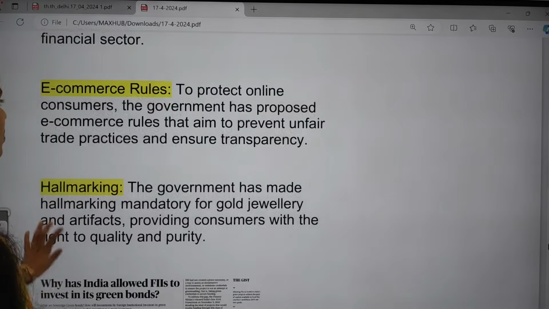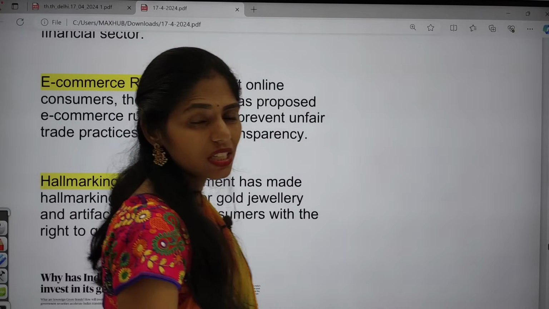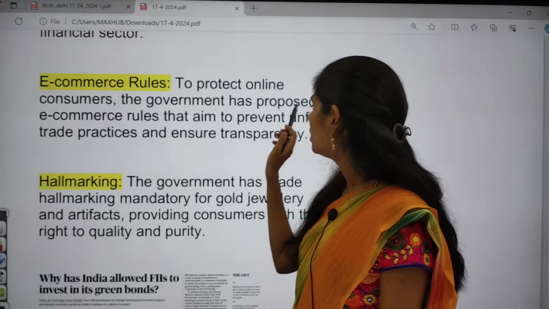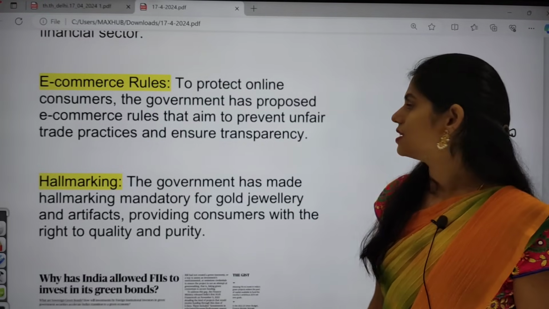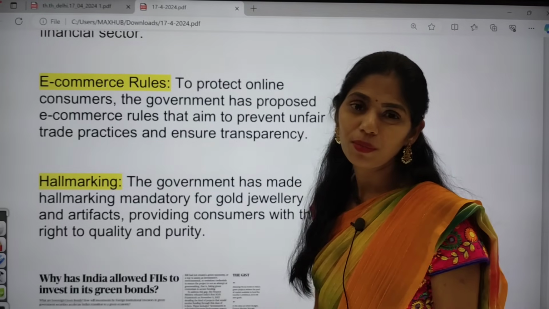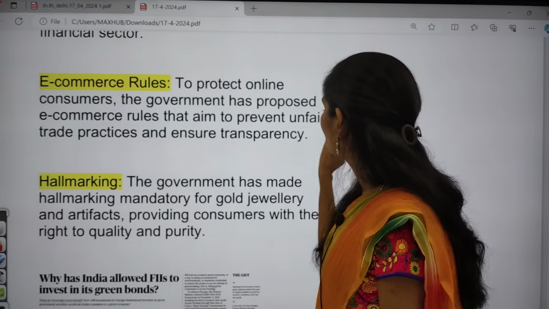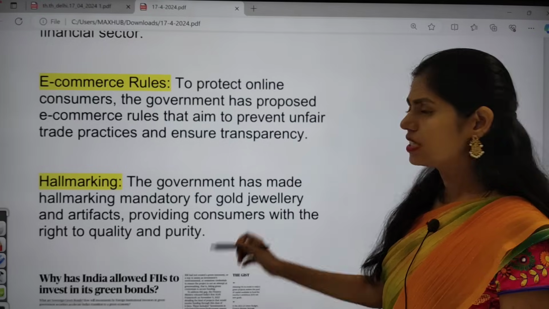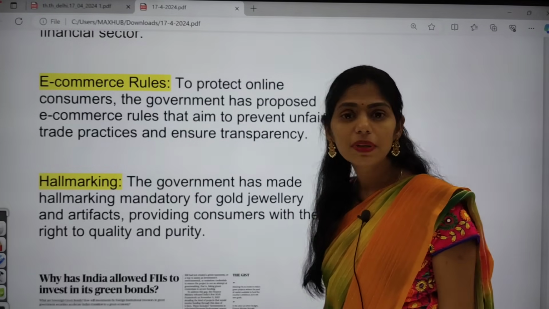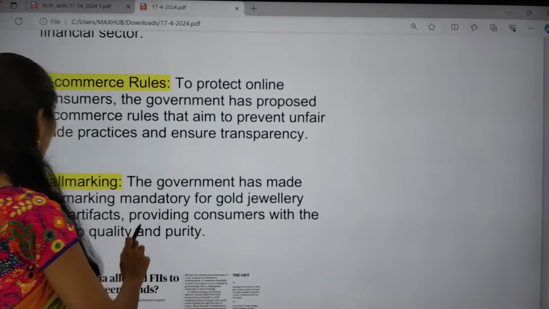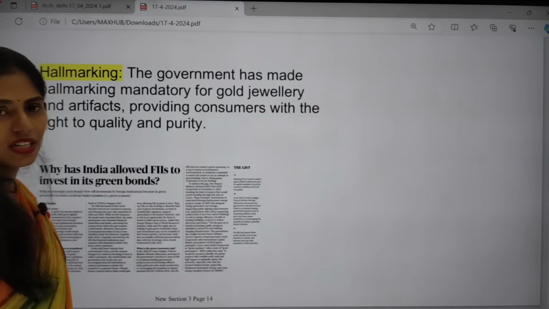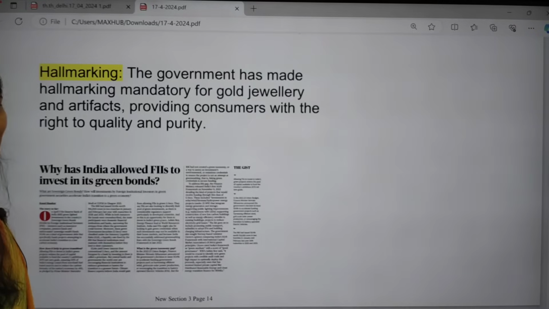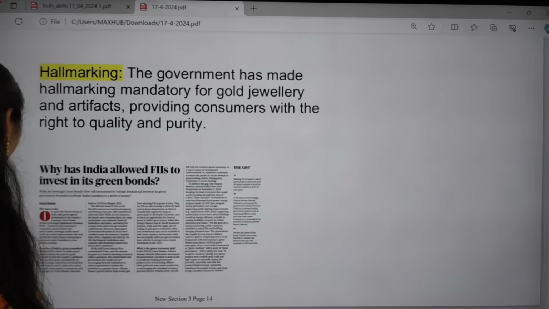And we also came up with the e-commerce rules. These e-commerce rules especially focus on protection of online consumers, and the government also proposes e-commerce rules to prevent unfair trade practices and to ensure accountability and transparency. And next one is hallmarking. The government has made hallmarking mandatory for gold jewelry and artefacts, so that it can provide consumers with the right to equality and the right to purity.